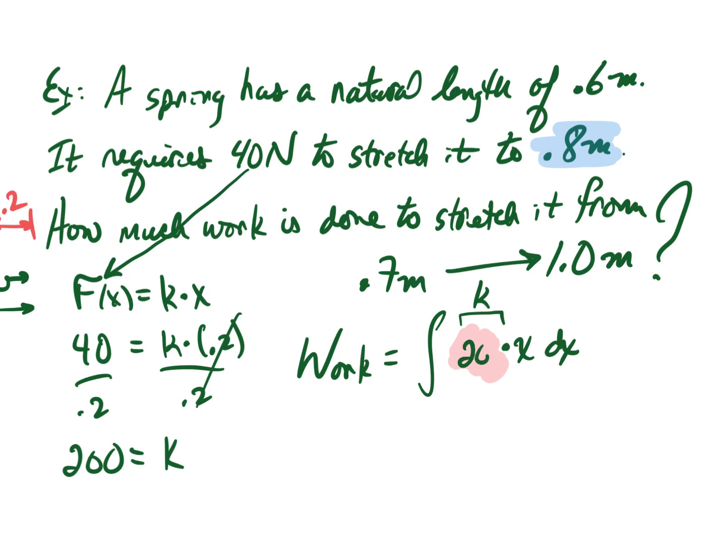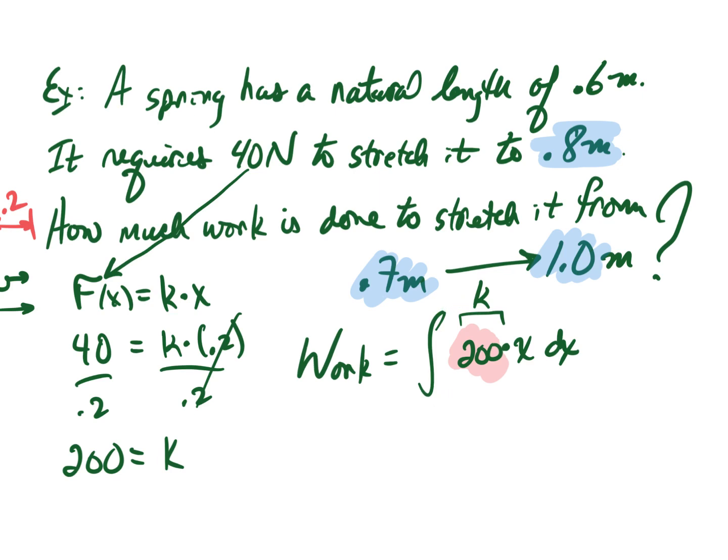replace k with 200, and of course, oh, I'm sorry, I almost forgot one thing. We also have to find the limits of integration. Once again, it'd be real easy to put in 0.7 to 1.0 because those are the values shown in the problem. But again, we have to make the calculation in terms of from its natural length. So it's not going to be 0.7 and 1.0.